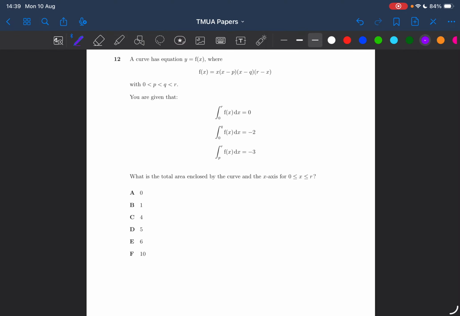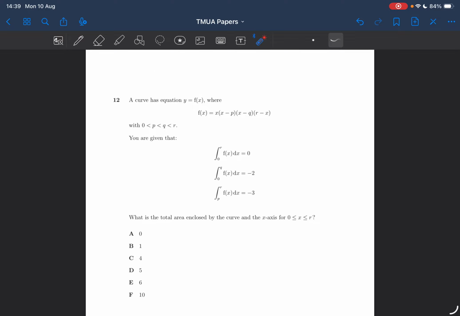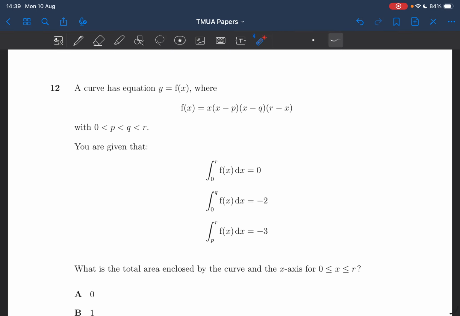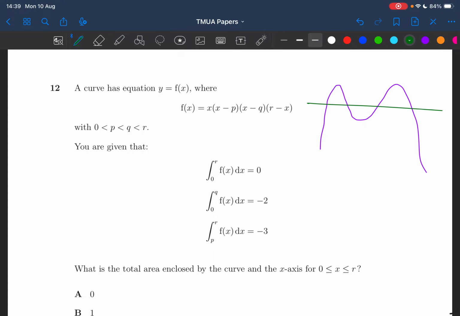On to number 12. It's this one, yeah. So we have some quartic. First thing to note, we have positive, positive, positive, negative. So it's a negative one. So we go up, down, and down, and we're going to have some axes like this. We're told the intercepts: we have 0, and then in order, P, Q, and R.